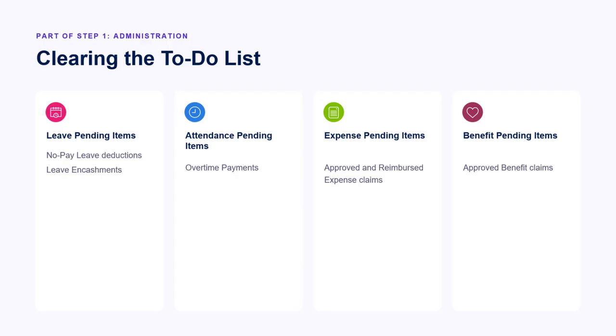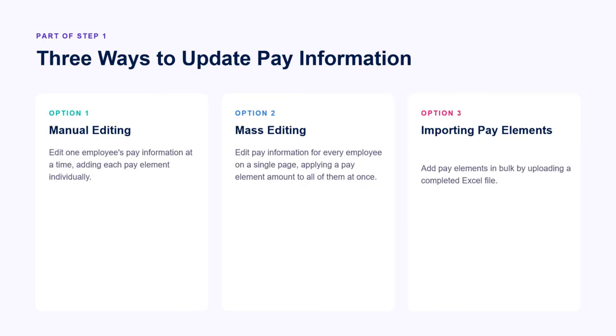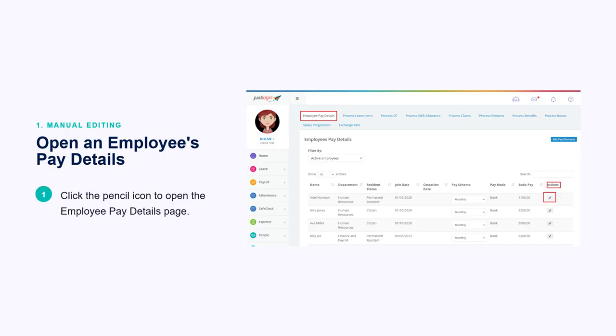In updating the pay information of the staff, there are 3 different ways. Option 1 is manual editing, Option 2 is mass editing, and Option 3 is importing the pay elements. In the first option, manual editing, this method allows you to update one employee at a time. Simply open the employee pay details, click the pencil icon under the Actions column, update the necessary pay elements, then save your changes.